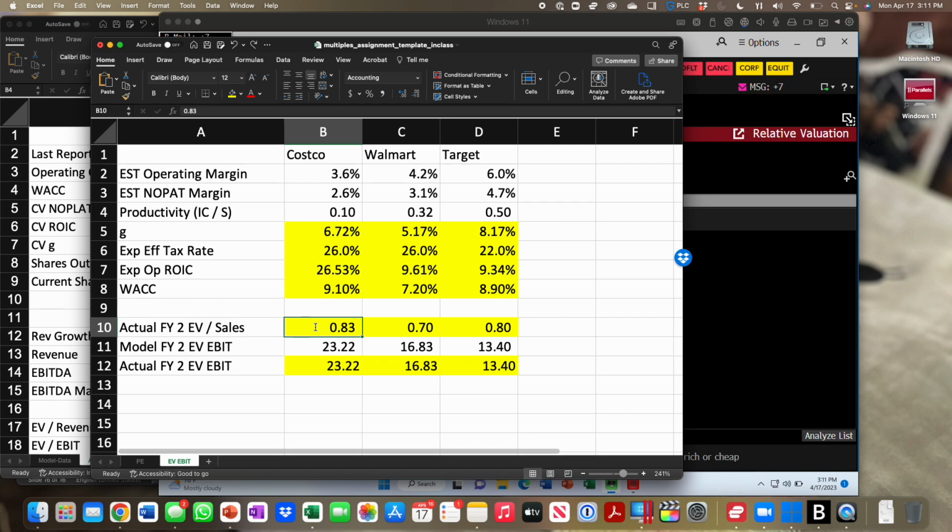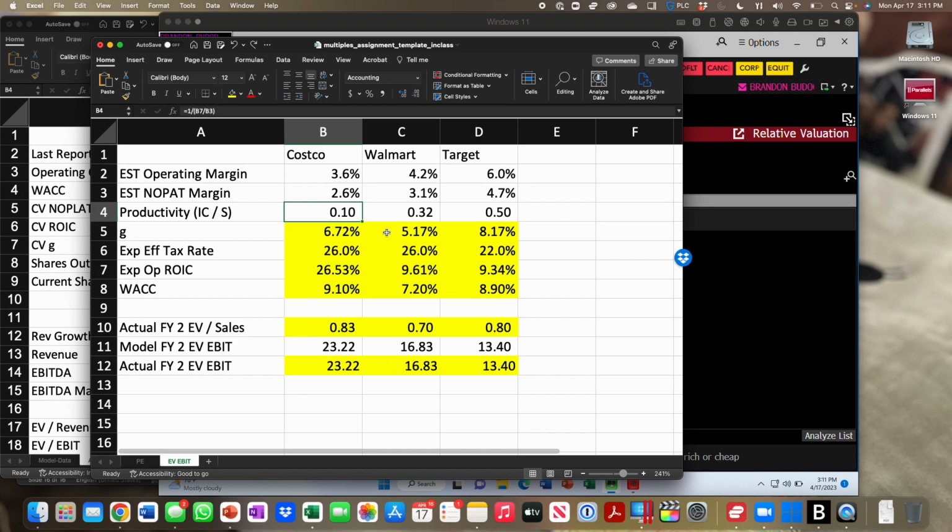Well, the multiple suggests that Costco does not have higher margins. Costco's expected margin in perpetuity is 3.6% pre-tax. Walmart's margin in perpetuity is 4.2 cents in perpetuity. Walmart makes more margins than Costco. Why am I paying more for Costco sales? This doesn't make sense.